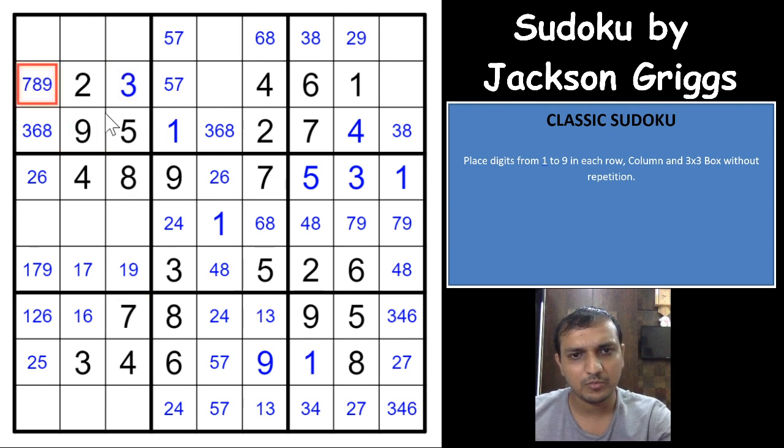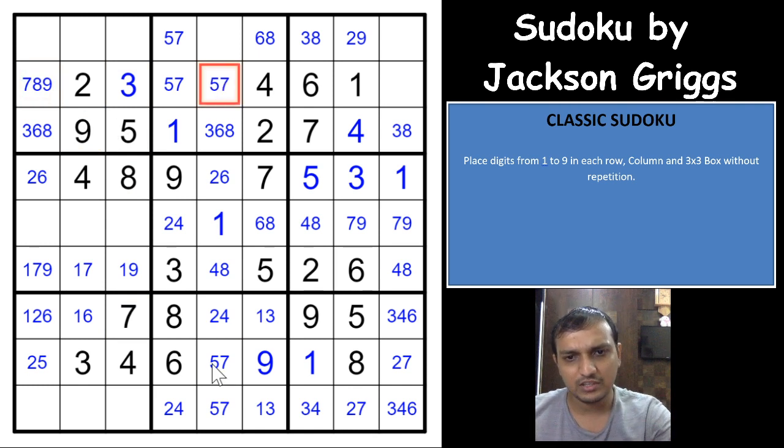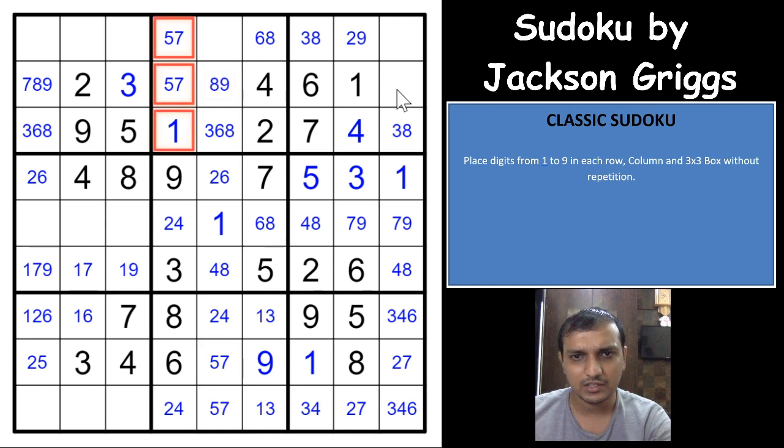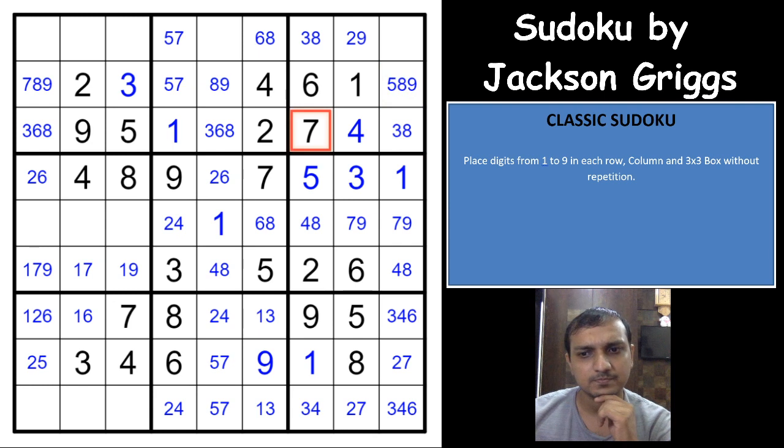That eliminates 3 from here. 5 7 8 and 9. 5 7 pair is here, so this would have to be 8 and 9, or you have 5 7 pair here as well, and 5 7 8 9. Okay, nothing much here. This cannot be a 7 because of the 7 here. You have 5 digits already placed here, so let us see if we get anything here as well.